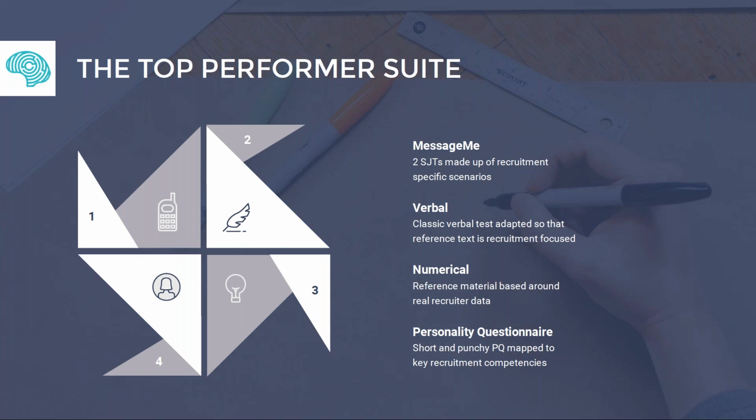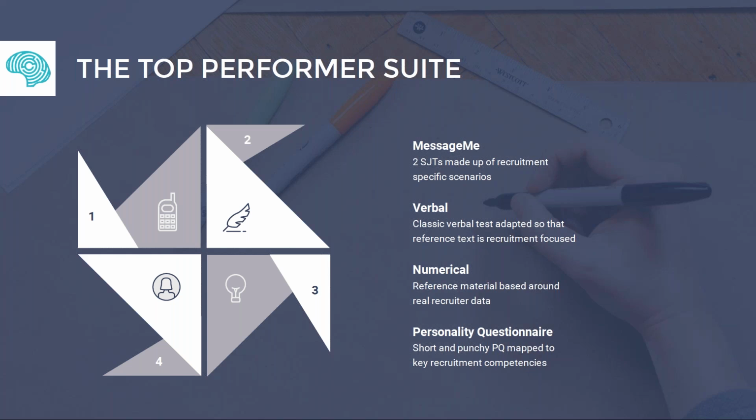The next one down, verbal, is essentially a classic verbal reasoning test, but adapted so that the reference material is all recruitment focused. So we're wanting to keep that recruitment theme throughout all of the tests. And so all of the questions that they're answering are based on case studies taken from the recruitment world or recruitment industry. The next one, numerical, is much the same. Again, it's a classic numerical reasoning test, but based around reference data taken from the recruitment world. So again, making sure that that recruitment case study is there throughout the whole journey.